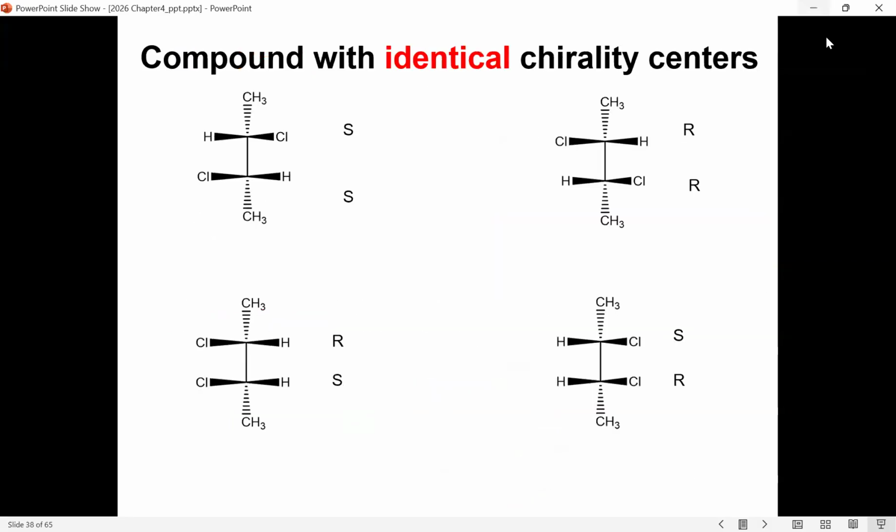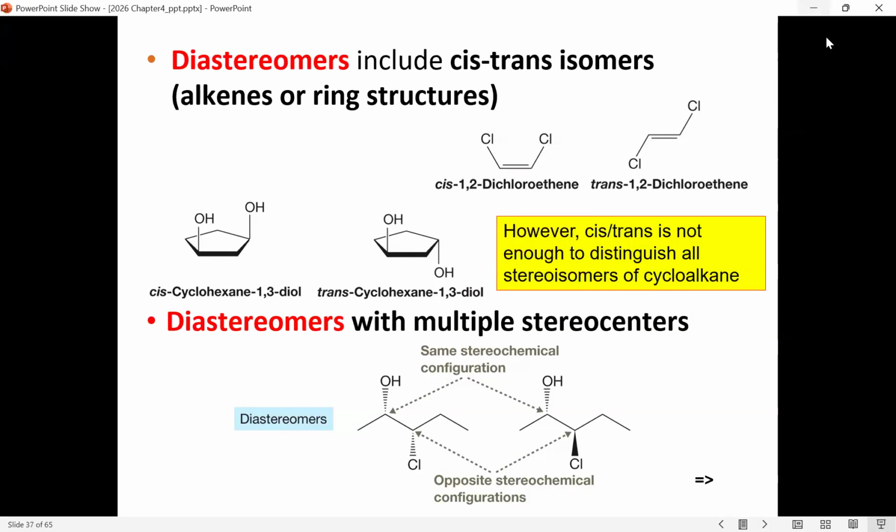Okay, last time I just mentioned two possibilities for the diastereomers: it could be cis-trans, or it could be multiple stereocenters. And in the previous example, I showed you those stereocenters have different attachments, like this one, OH group, and then CR, OH and CR. So generally you get 2 to the N stereoisomers.